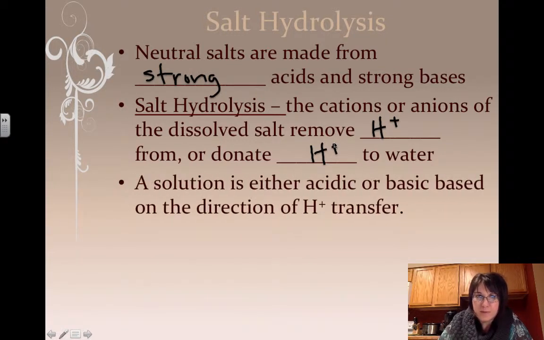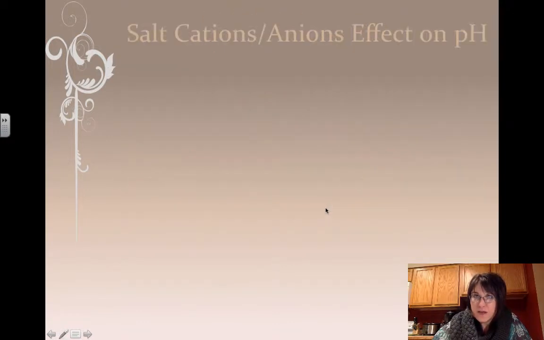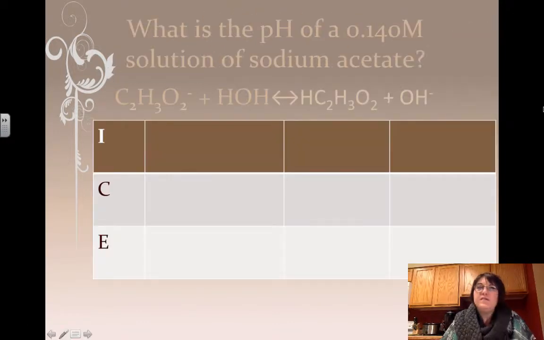Salt hydrolysis involves the cations or anions of a dissolved salt removing hydrogens or donating hydrogens to the water. How does this happen? If a solution is either acidic or basic based on the direction of hydrogen ion transfer, then how would a salt add hydrogens or take hydrogens away? Let's see exactly how this happens with salts that react with water.